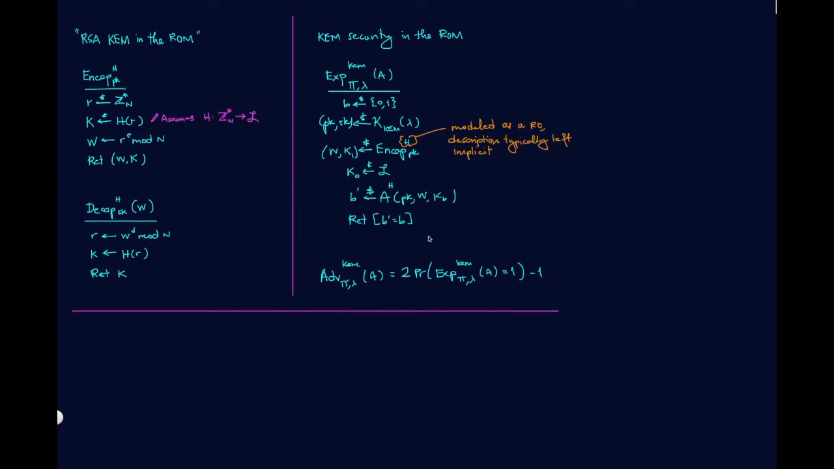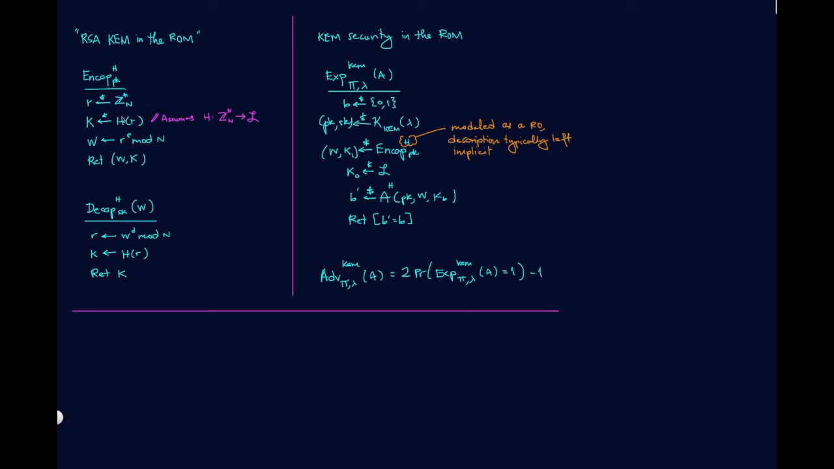In this video, I want to walk through the proof of security for a key encapsulation mechanism, or KEM, that is based on RSA. This is encapsulation. So encapsulation takes in the public key, which of course is N and E. We first sample an R uniformly at random from Z star N.